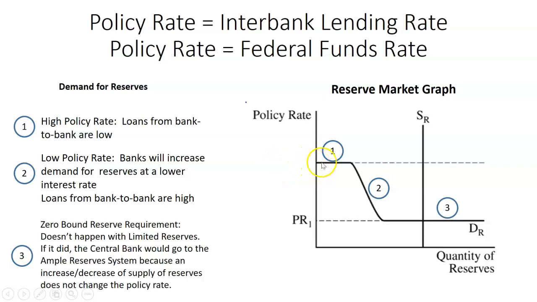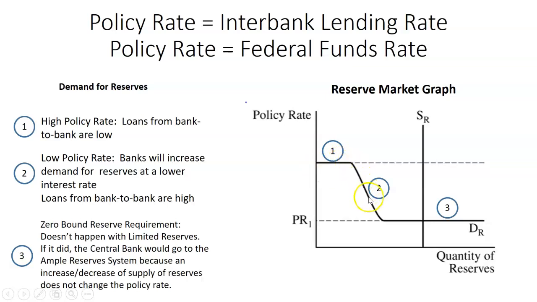When we look again at these three different segments of the demand for reserves, in this first higher portion, where we had the ceiling, you have really high policy rates. Again, the policy rate is known in the United States as the federal funds rate, the interest rate that one bank charges another bank, or the interbank lending rate. When the rates are high, the loans from bank to bank are really low.